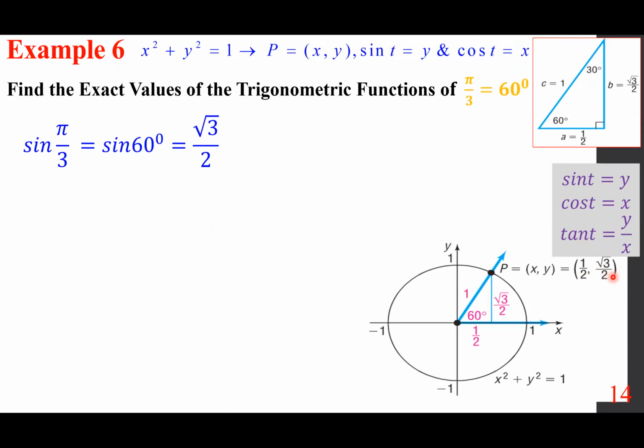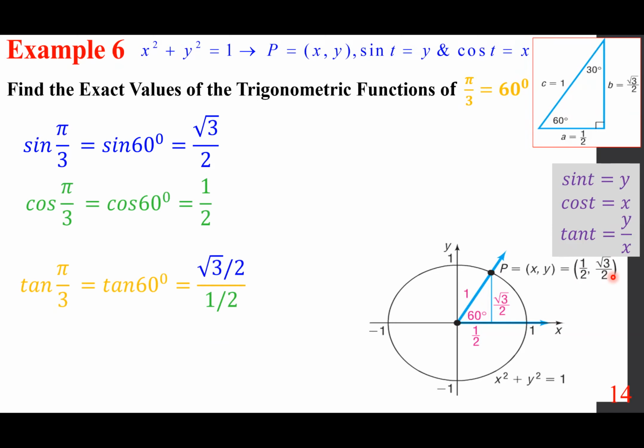The y coordinate. Here's the cosine, the x coordinate. Here's the tangent, which is the ratio of sine over cosine, and it becomes square root of 3. Again, this is the ratio of the two. Now, what about the rest of them? Just the reciprocal. So I want cosecant, the reciprocal of this. I want secant, the reciprocal of this. I want cotangent, the reciprocal of that.